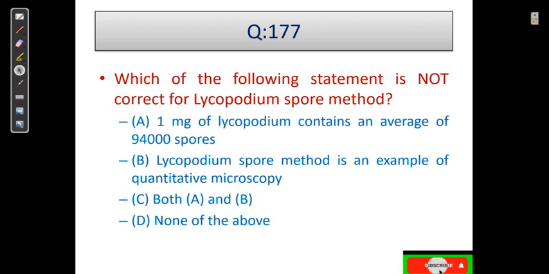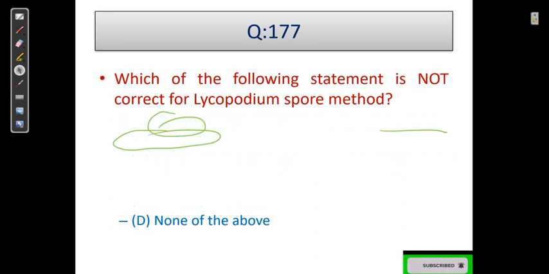Which of the following statements is not correct for the Lycopodium spore method? 1 milligram of Lycopodium contains an average of 94,000 spores. Lycopodium spore method is an example of quantitative microscopy. So the answer is both A and B. So none of the above is incorrect. All are correct.